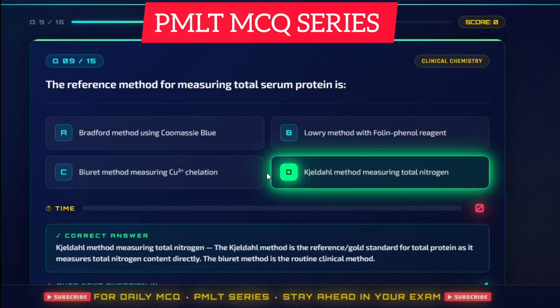The correct answer is D. The Kjeldahl method is the reference/gold standard for total protein as it measures total nitrogen content directly. The Biuret method is the routine clinical method.